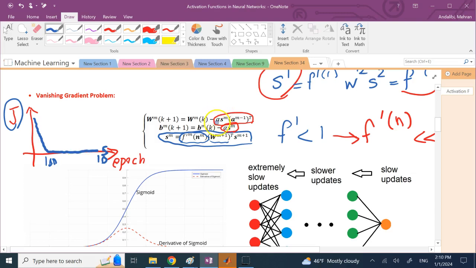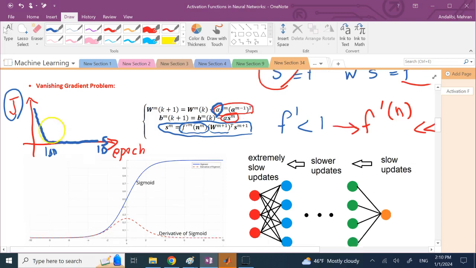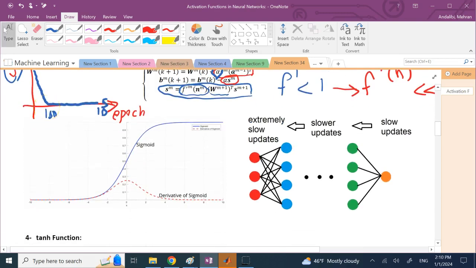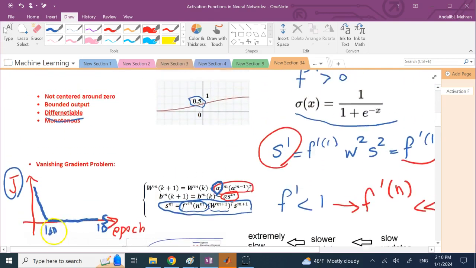That's why I said, and that's one of my future videos, that's the time to change this alpha to compensate for the small s terms and bump up alpha, okay? And we're gonna talk about that. But in general, why is it the problem for these three functions? Because these three functions have small derivatives.